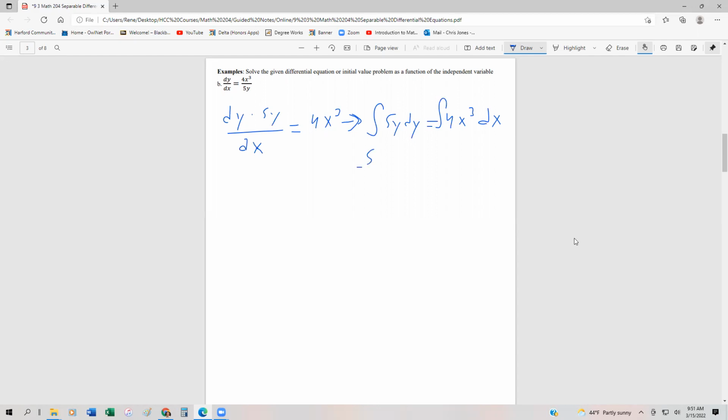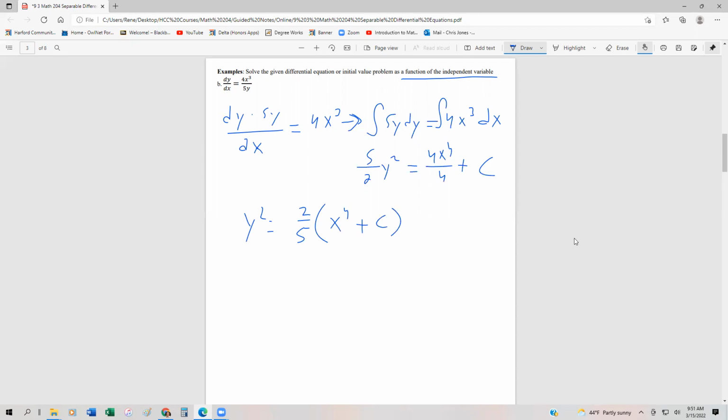The antiderivative of 5y is going to be 5 halves y squared. The antiderivative of 4x cubed is going to be 4x to the fourth over 4. And then we have our constant of integration. It asks us to solve as a function of the independent variable, so I'm going to multiply both sides by 2/5 to get rid of that 5 halves power. So I get y squared equals 2/5 quantity x to the fourth plus c.